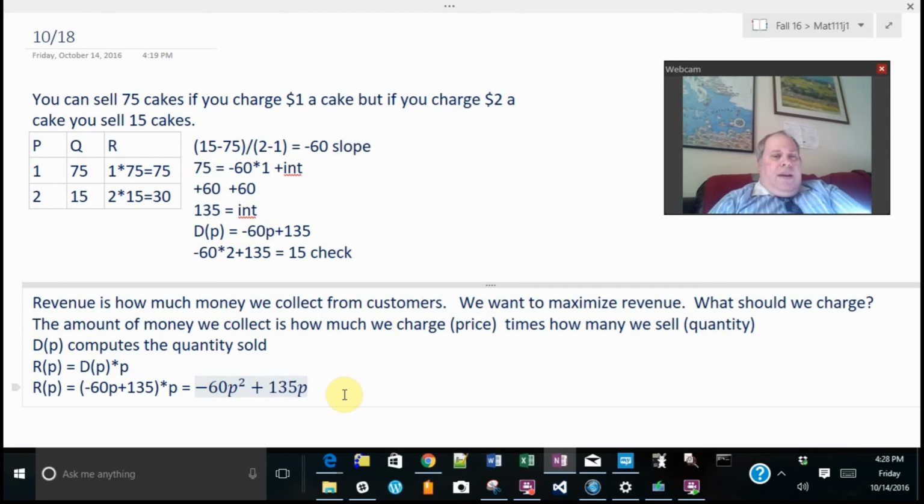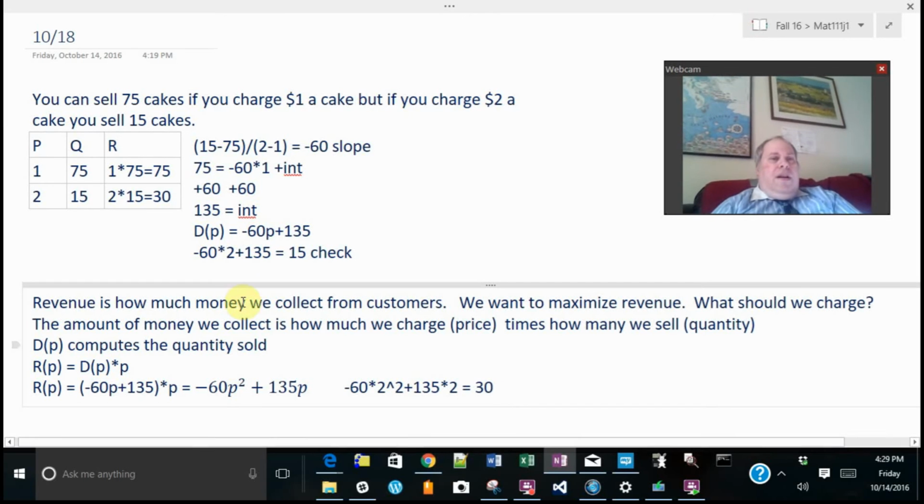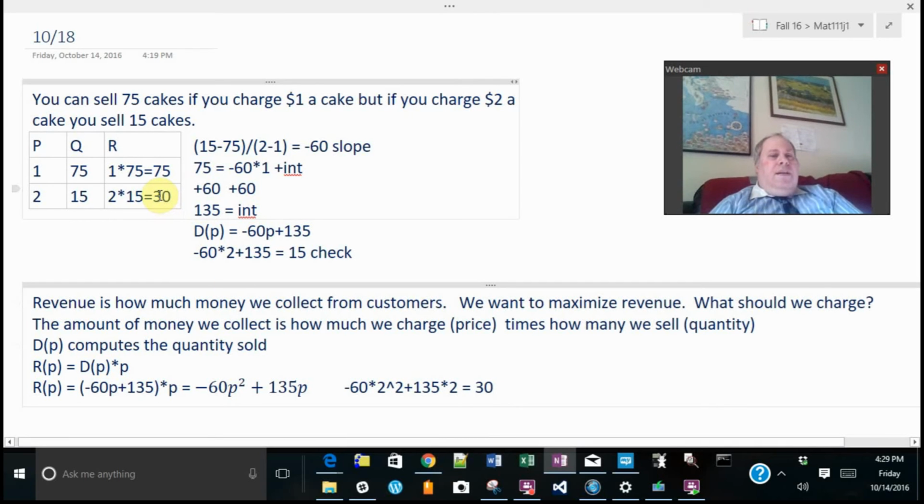And we can test that. You can try once again: negative 60 times 2 squared plus 135 times 2. We're going to get 30, exactly what we got here. So that's a check. Now, we want to maximize.